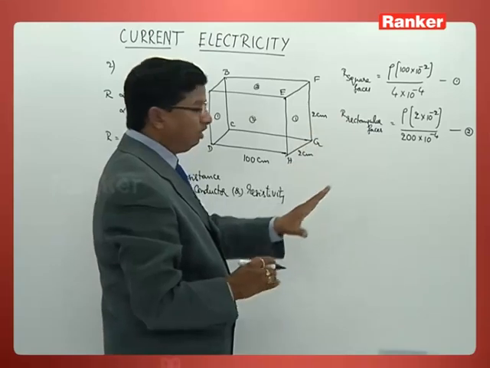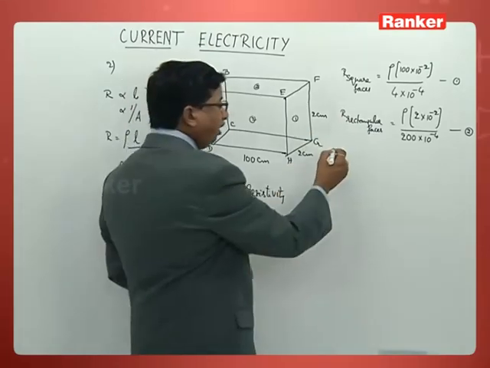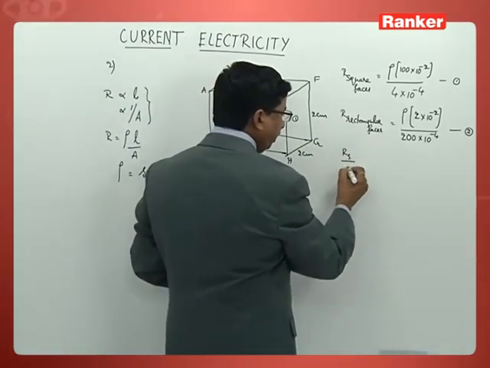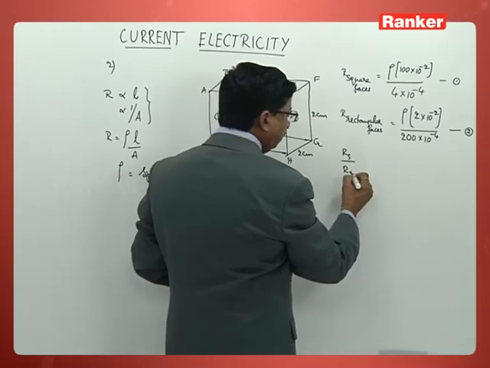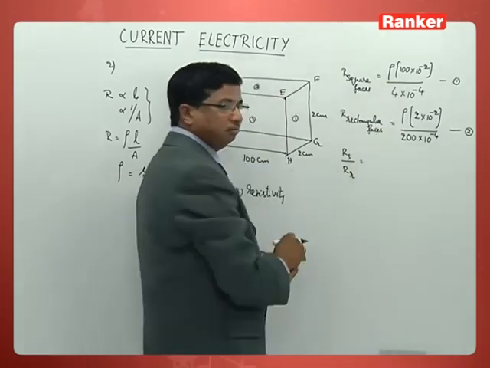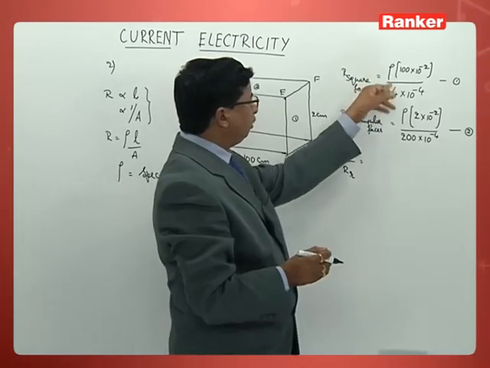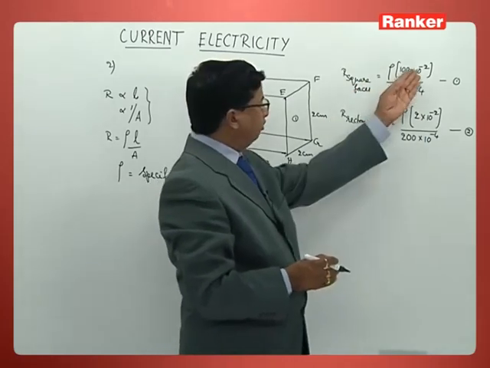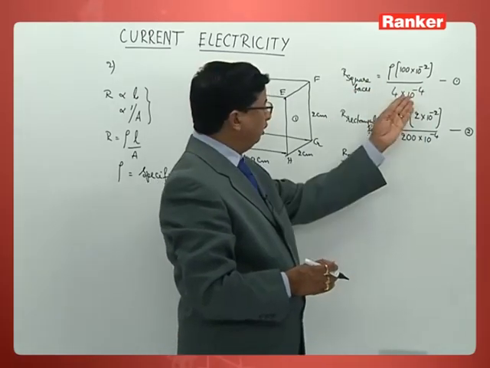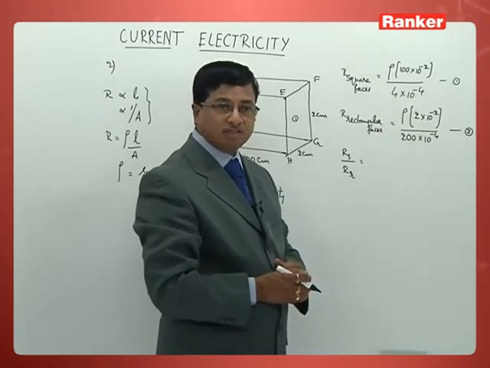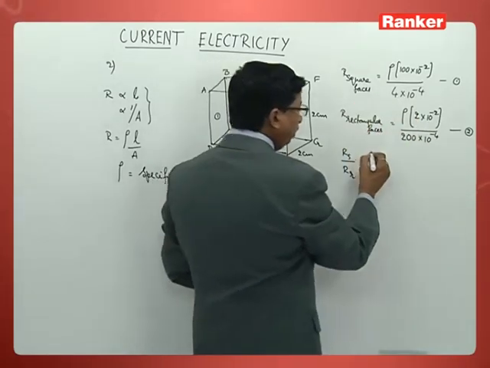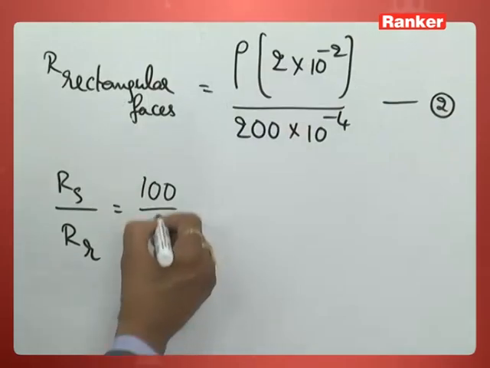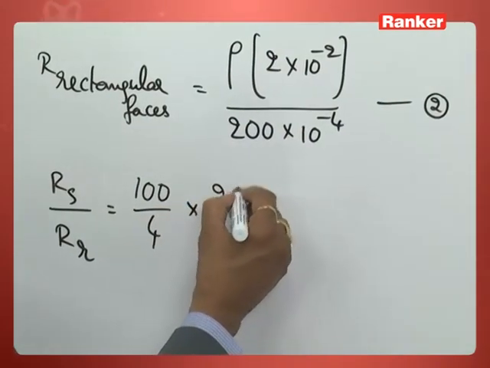And his question is very clear now. R square face by R rectangular face. You can certainly understand rho gets cancelled, 10 power minus 2 gets cancelled, 10 power minus 4 gets cancelled. What is now left over here? 100 by 4 into 200 by 2.